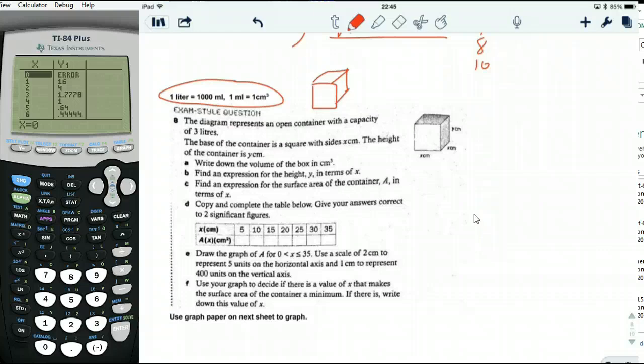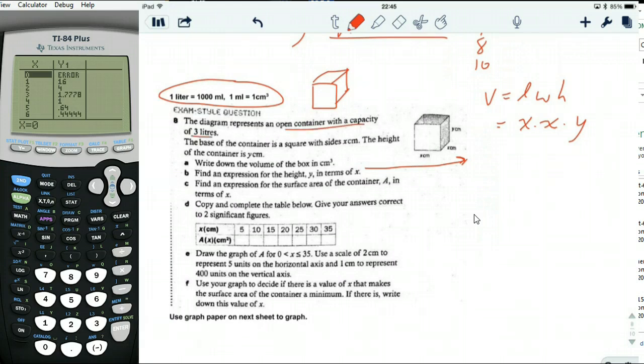We're going to use the same equation we had before. Volume equals length times width times height. Length times width is x times x. Height is y. Find an expression for the height in terms of x. Same as the one above, right? So what are we going to put in for volume this time? Because we know that the open container has a capacity of 3 liters.